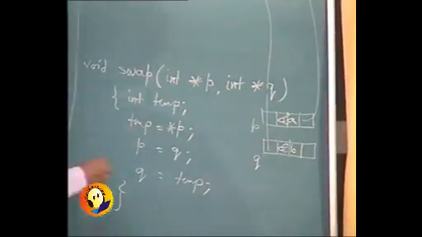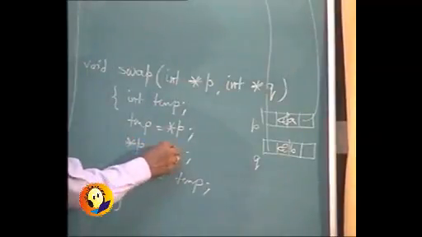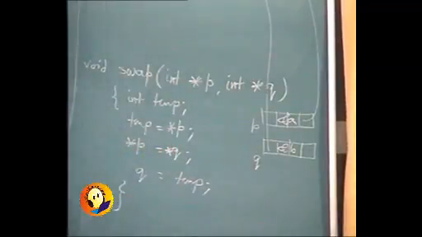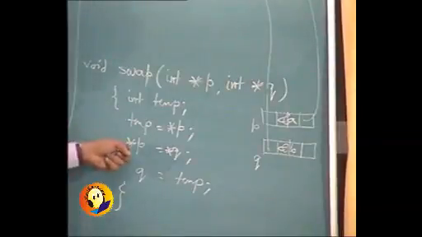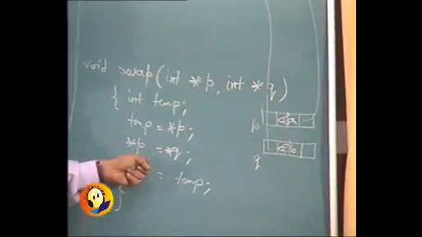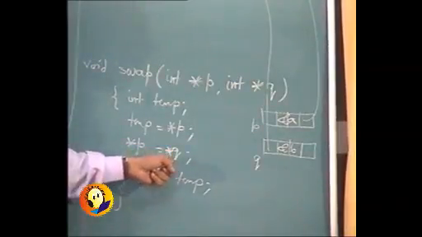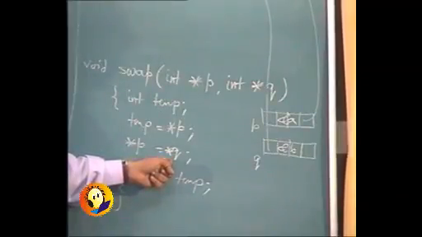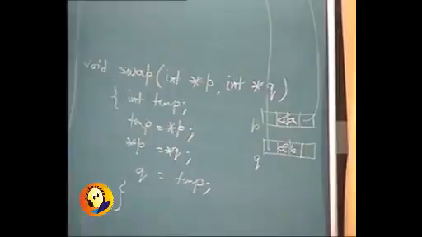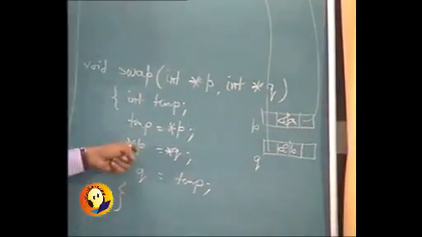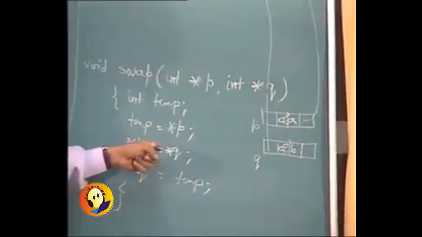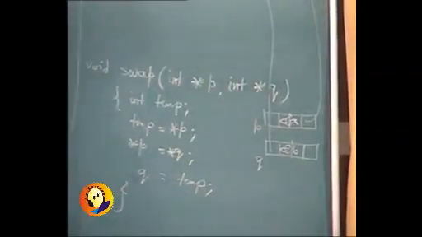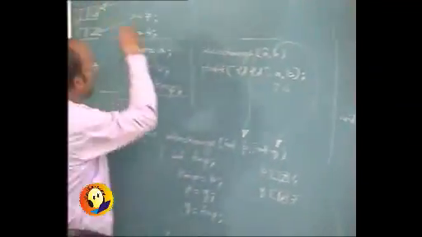Then I will say star P equal to star Q. So at the location pointed by P, what should we store? The value at the location pointed by Q. Value at the location pointed by Q is 4. That value should be stored at the location pointed by P. Location pointed by P is this location, and here I will get 4.